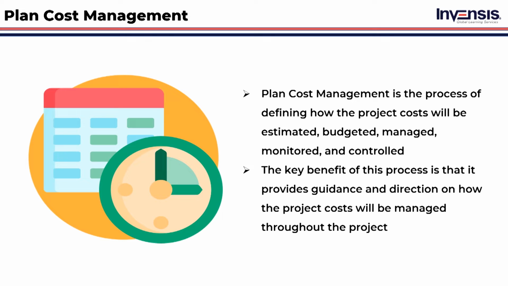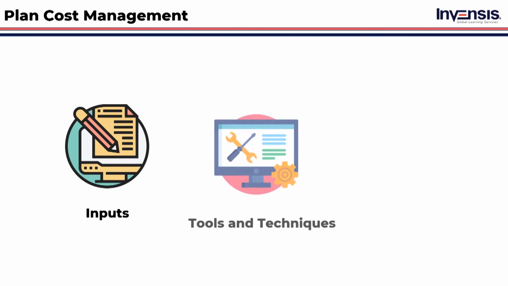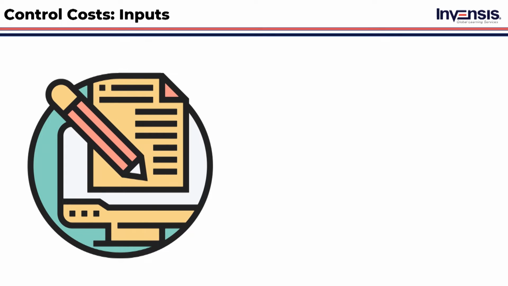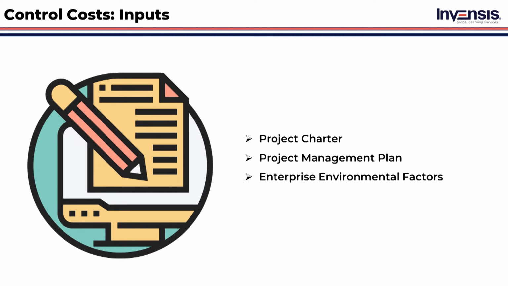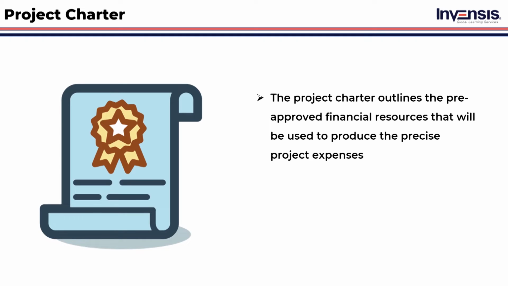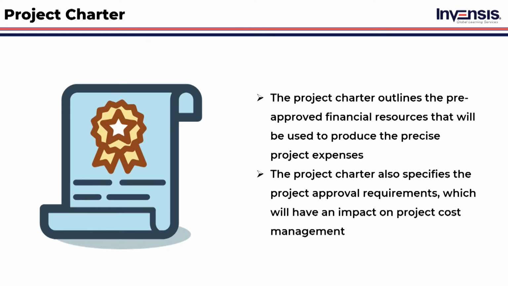For creating the cost management plan, we have inputs, tools and techniques, and outputs. Now we will discuss each input in detail. For cost management plan, the inputs are project charter, project management plan, enterprise environmental factors, organizational process assets. Starting with project charter, the project charter is a document that outlines the pre-approved financial resources that will be used to produce the precise project expenses. The project charter also specifies the project approval requirements, which will have an impact on project cost management.